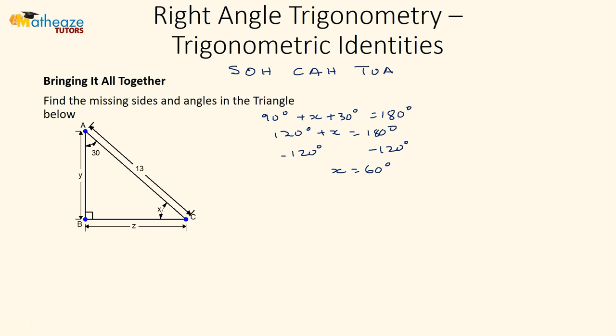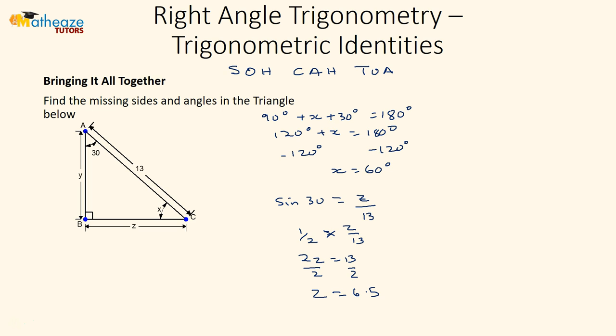Now, we're going to look at 30. Sine 30 is opposite, which is z, divided by hypotenuse, which is 13. Sine 30 is 1/2, which is equal to z over 13. Let's take a cross product. So 2z equals 13, divide by 2, and z is equal to 6.5.